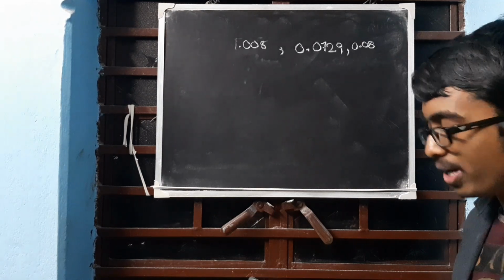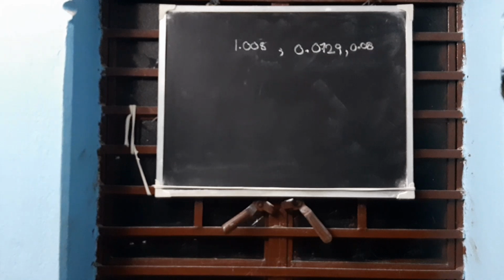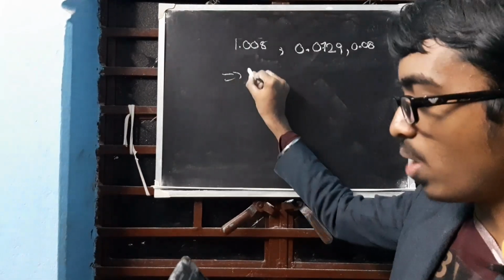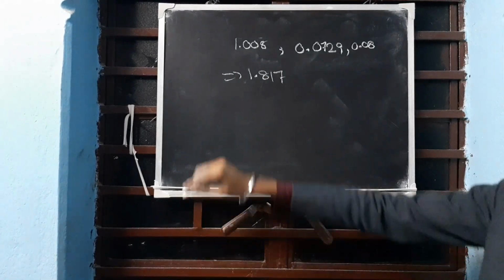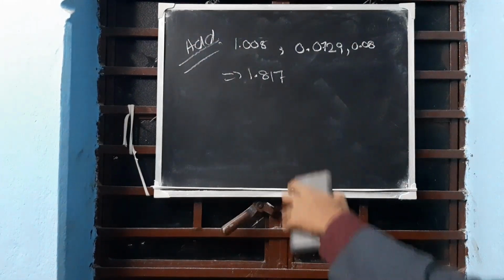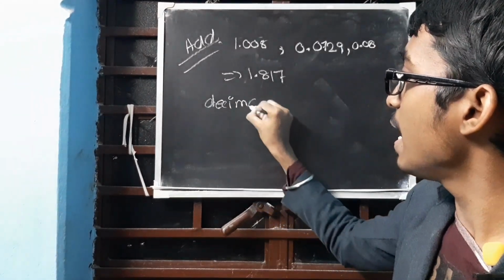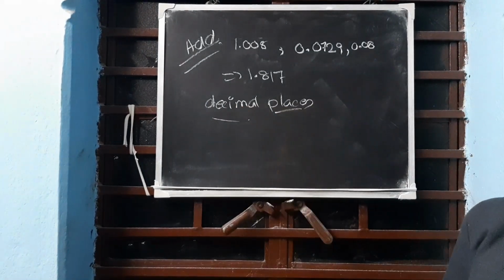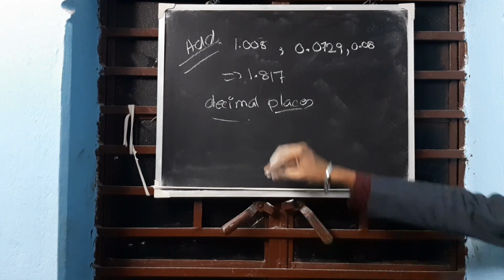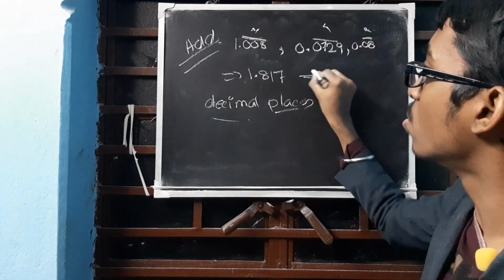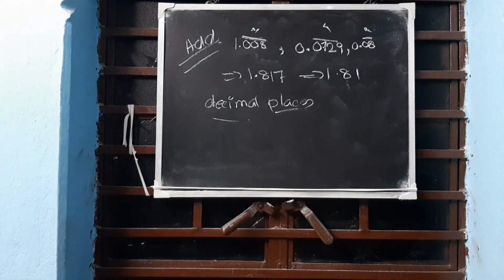So let's put it on the calculator and check it out. What's the answer? 1.008 plus 0.0729 plus 0.08. Added up, the answer shows 1.817. Now when you add, you will be putting your answer to the same number of decimal places as present in the quantity with the least number of decimal places. Which quantity has the least? How many decimal places here? 3. Here? 4. Here? 2. So how will you report your answer? 1.81. Clear or not clear?